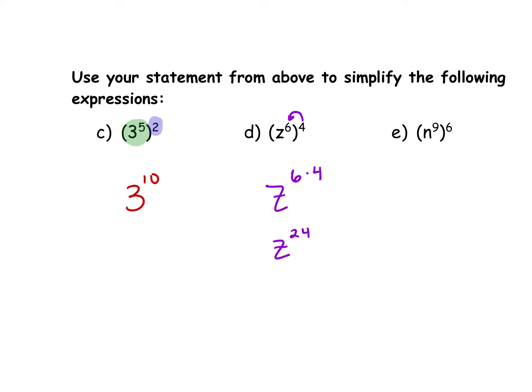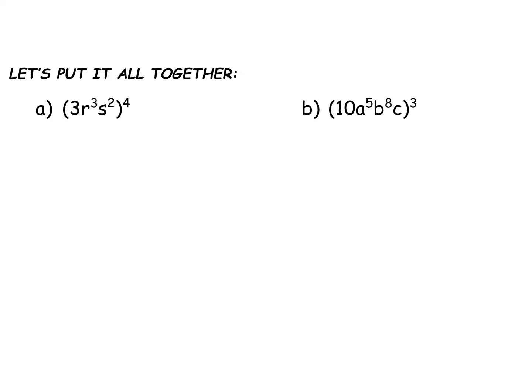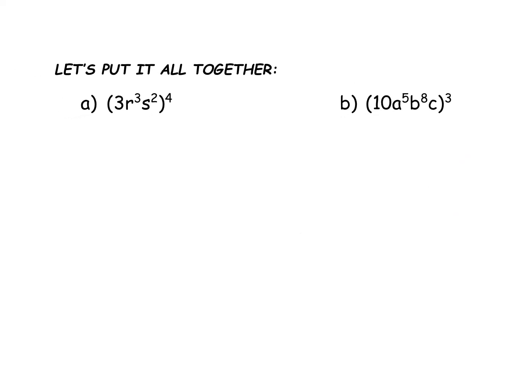The next one is n raised to the 9 times 6th power. 9 times 6 is 54. I don't know about you, but I would not want to have to write out 54 n's multiplied together. That's why we come up with these rules to help simplify our expressions. Let's put it all together.